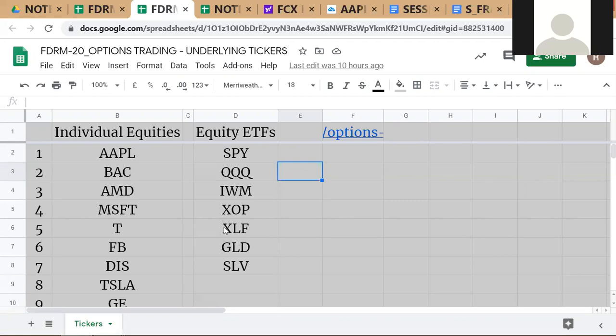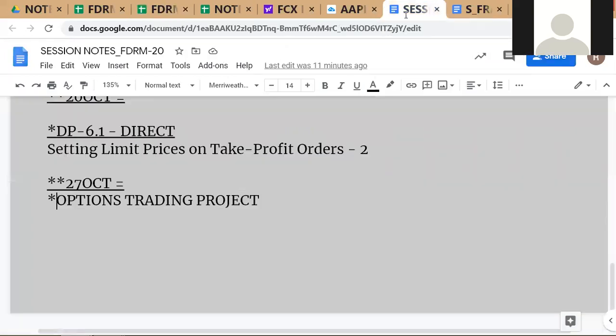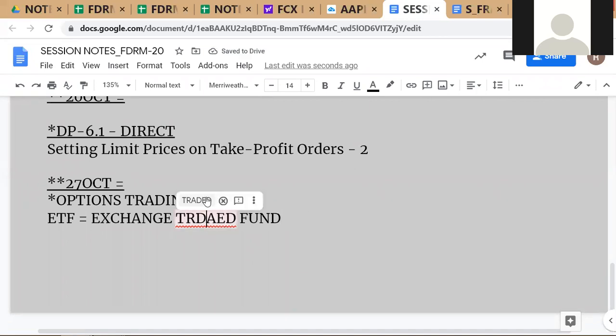So what we are saying here is that the word ETF contains the word fund. When you have a fund, it means it's a collection of tickers. You have to understand that. We can put this in the session notes. We don't have anywhere else to put this material easily. ETF is equal to exchange traded fund. What does fund mean?